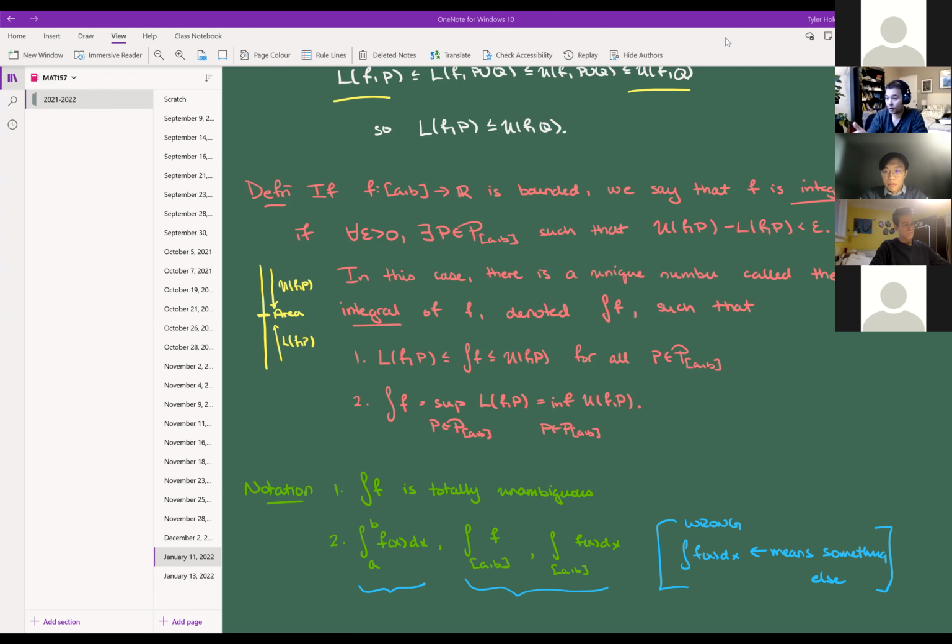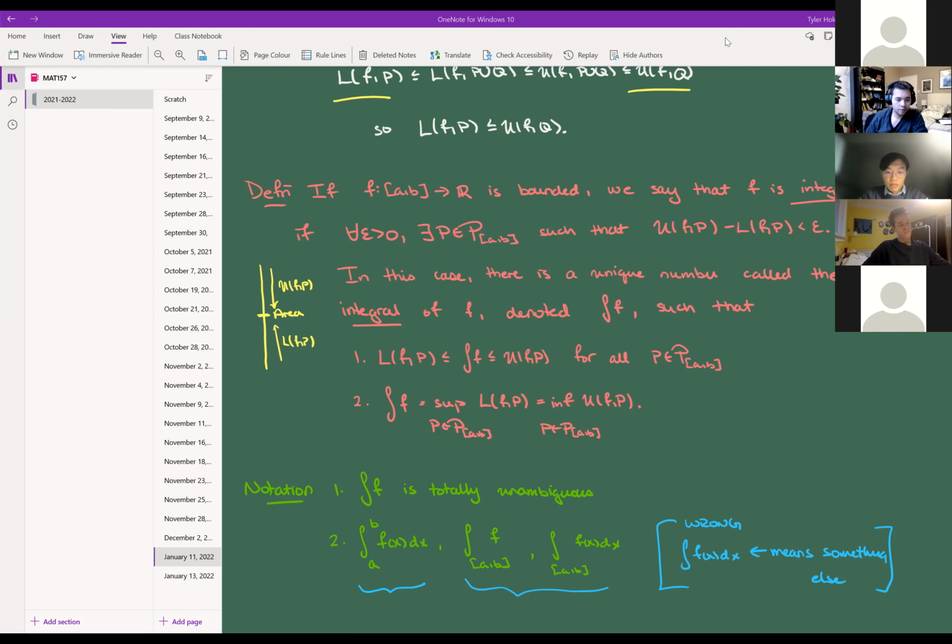And of course, you can actually define integrability as the sup of the lower sums being equal to the inf of the upper sums if you want to do that. That's what it means for a function to be integrable. And then the integral is that value.